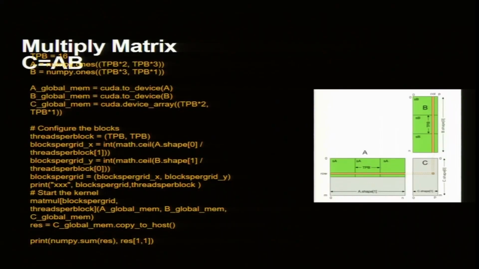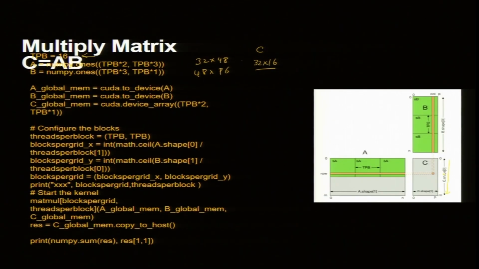So, let us go through this slowly. Threads per block is 16. We have two arrays A and B. What is the size of A? It is 32 by 48, that is TPB times 2 and TPB times 3, and B is 48 by 16. When I multiply, what will be the size of C? C will be 32 by 16. It has more rows and columns.